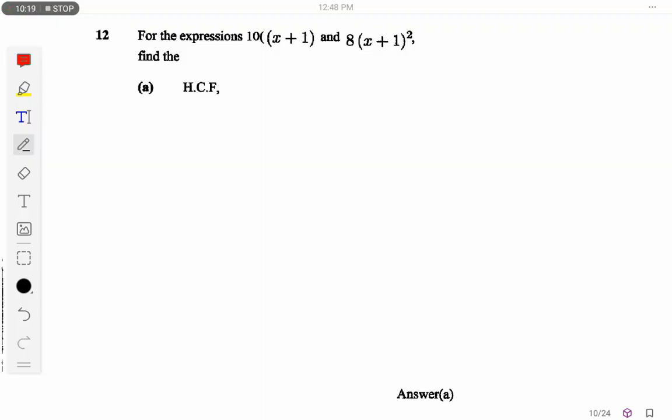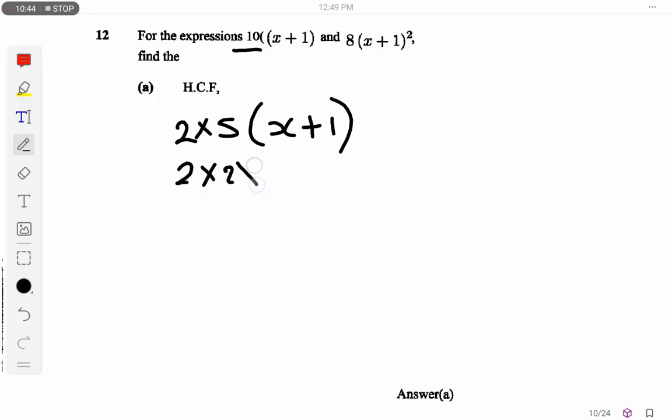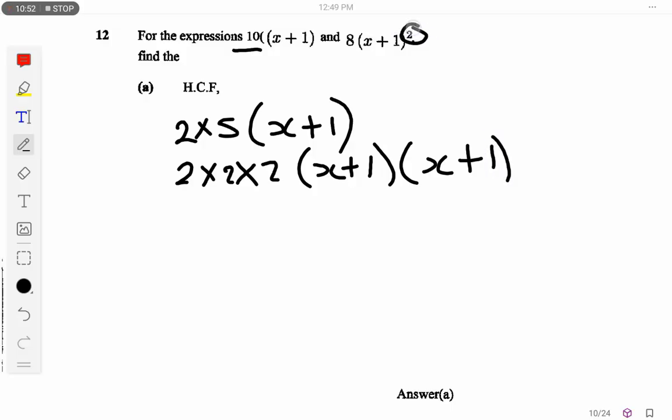Okay, so you find out, for the first expression, I'm going to rewrite it in terms of prime factors. Like 10 there, it's a product of 2 times 5. Then we have an x plus 1. Then for the second one, that's 2 by 2 by 2. Then we have x plus 1 multiplying x plus 1 there because it's squared here. Okay, so we have just rewritten that.